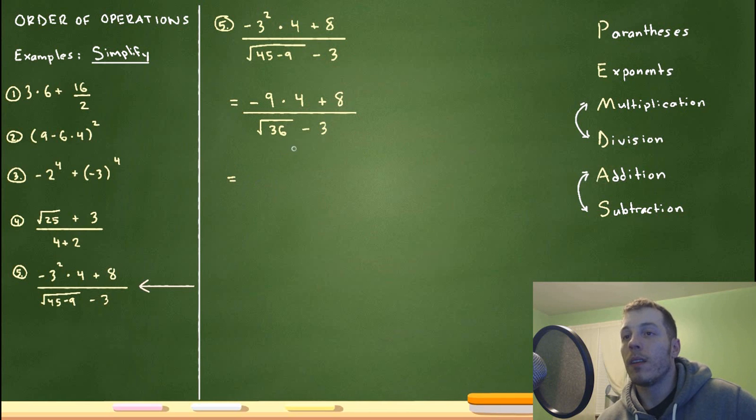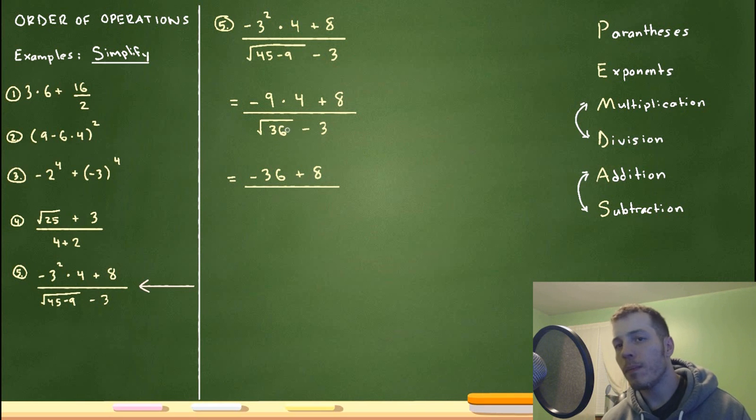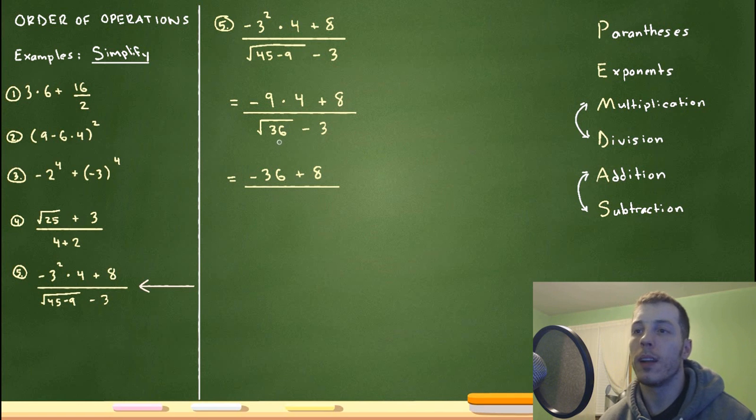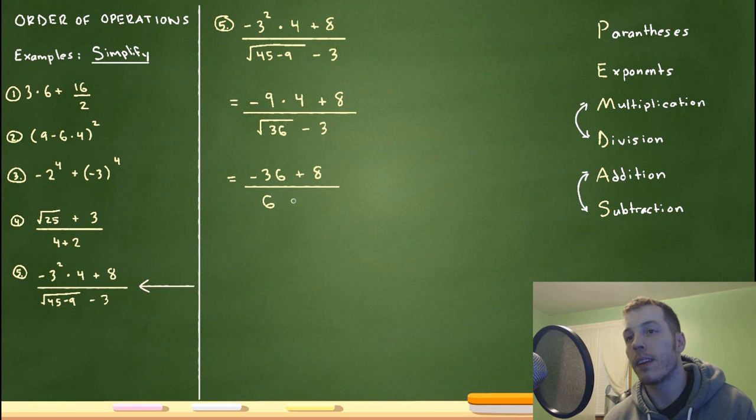Okay, so then up top, we're going to be dealing with some multiplication. So we have negative 9 times 4. That gives us negative 36. Then we have a plus 8. And this is being divided by. Now the square root of 36 is either 6 or negative 6. But let's just work with the positive root here. Let's just take positive 6 and minus 3.